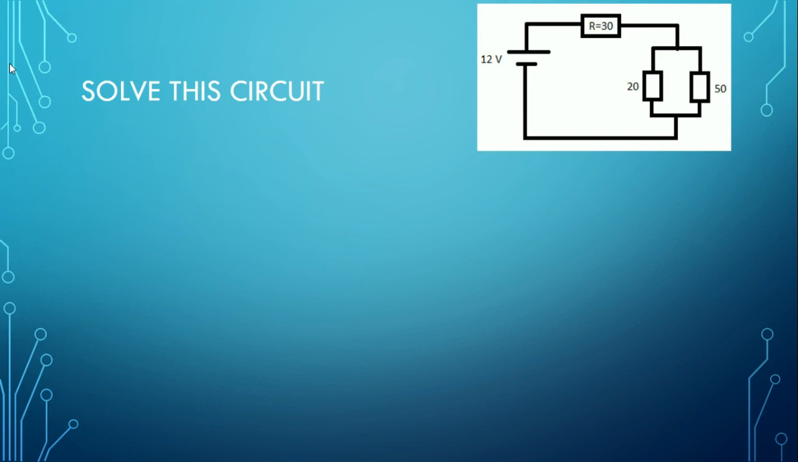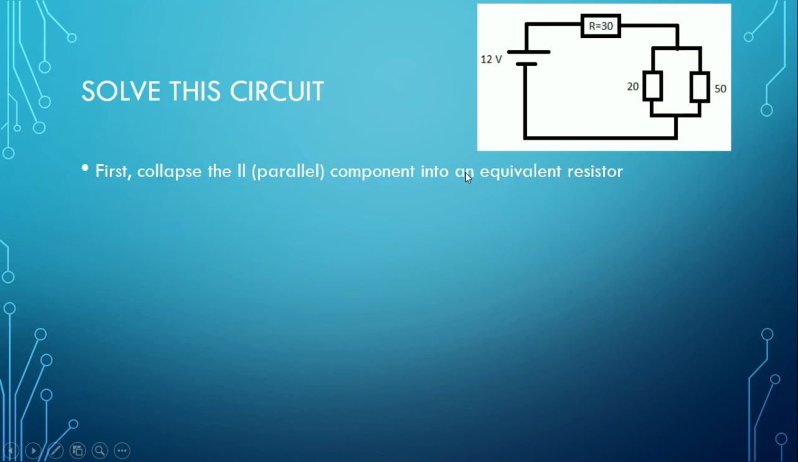And so here we have a resistor which is 30 ohms, and then a 20 ohm resistor and a 50 ohm resistor, which are both in parallel. And so let's first collapse down the parallel component. And I like to say parallel is with these two I's, capital I's, because they're two parallel lines. So we're going to collapse down the parallel component into an equivalent resistor.